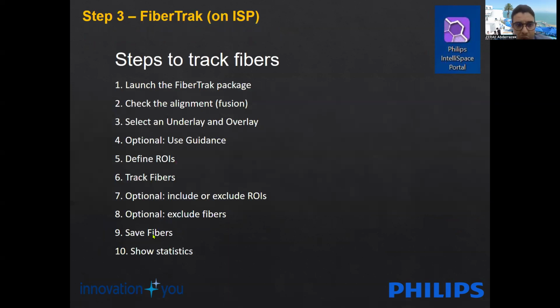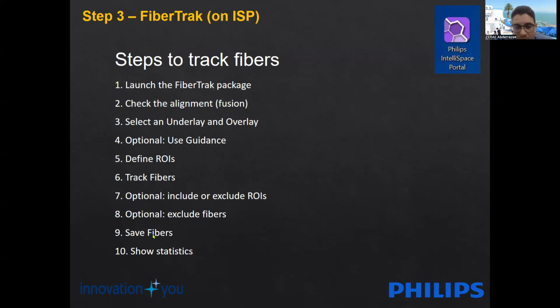So to do the fiber track on ISP, there are different steps that you can start with. It's to launch the fiber track package from the IntelliSpace portal, which is an application. I don't know if you can buy it, or, for example, do some upgrade of your system and include this application on IntelliSpace portal. Also check the alignment, just select the underlay and overlay. I will show later how to do these steps.